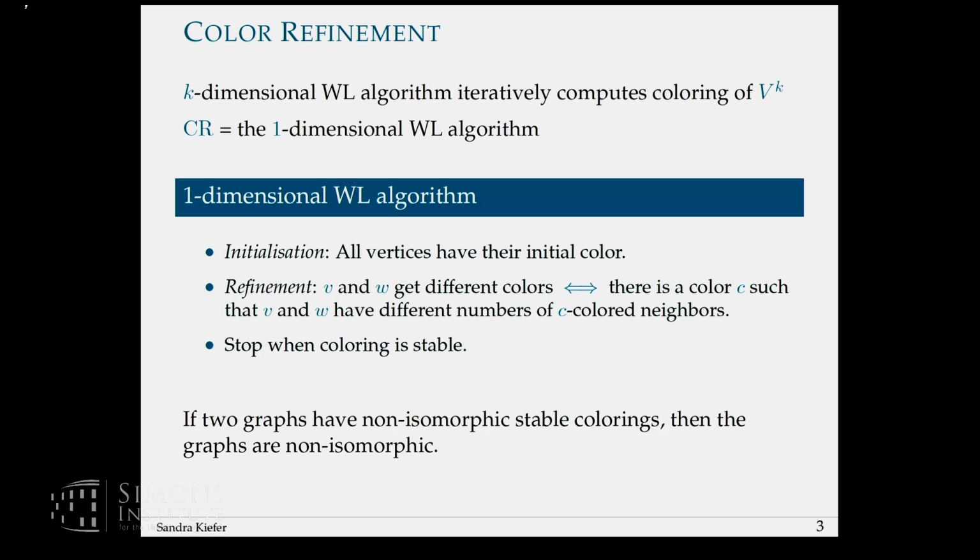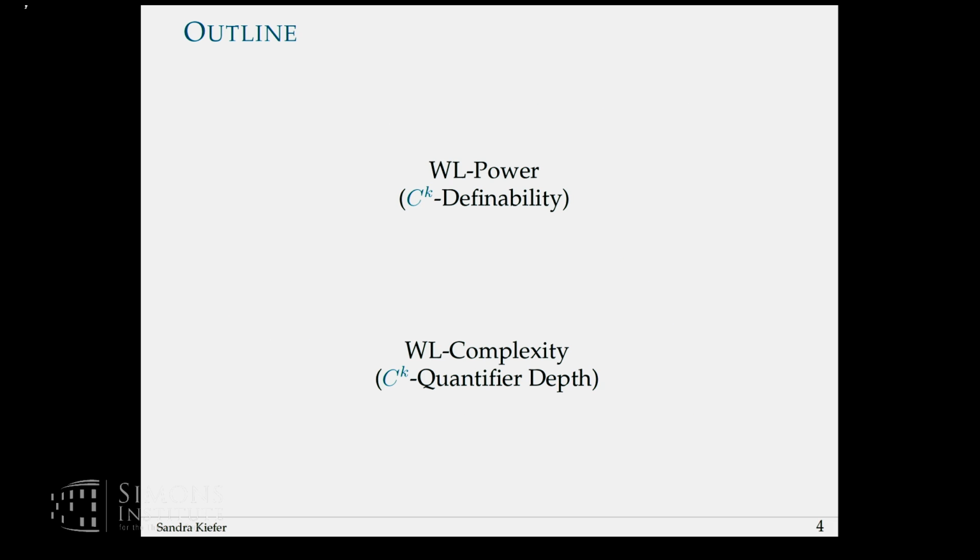So if you want to use it as a subroutine, sooner or later you basically get to two main questions, which I'm going to treat here. The first one is, what is the power of the algorithm? So for which graphs does it actually suffice to only use the algorithm to decide isomorphism? So for which graphs can you apply the algorithm and decide only based on the stable colorings whether they are isomorphic or not? And by the famous correspondence to logics, this actually is equivalent to definability in the logic C^k, so first order logic with counting and restricted to k variables. Yeah, that's the first question.